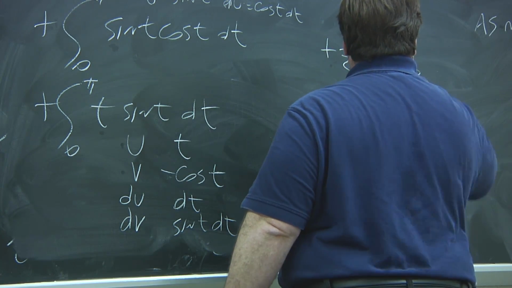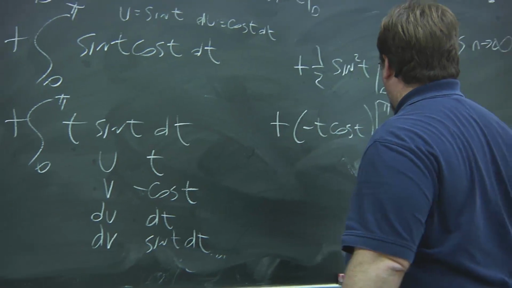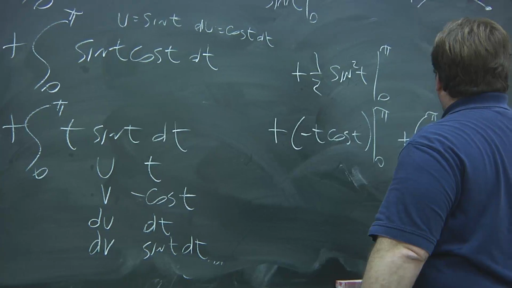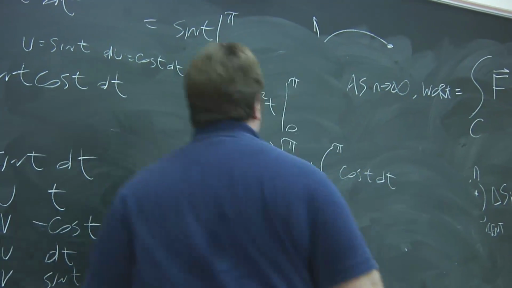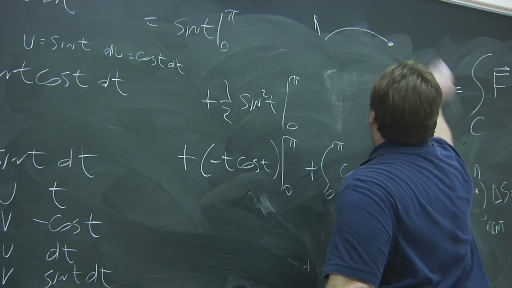From 0 to pi, minus the integral of v du. So that'll be plus the integral of cosine t dt. Okay. Get rid of the rest of this.